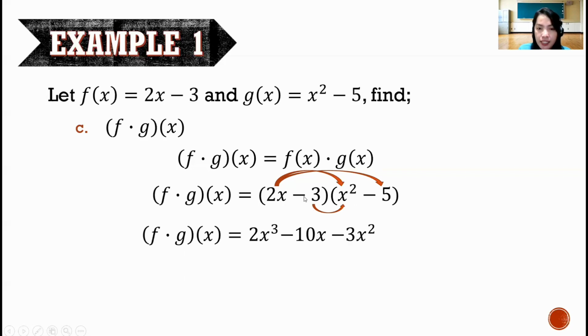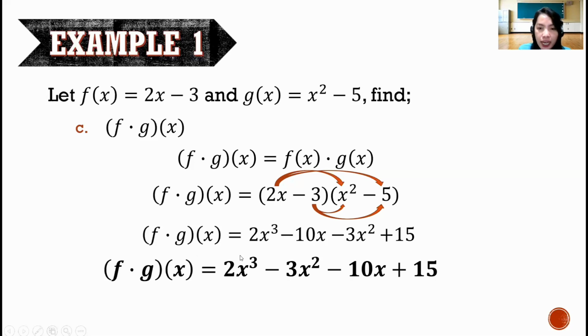And then next is to multiply negative 3 to negative 5. That is same sign, negative times negative is positive. 3 and 5, we have 15. So, eto na yung kinalabasan na function. Next is to rearrange the terms. Yung may exponent na mas mataas ay nasa unahan and then pababa according to the exponent or degrees.